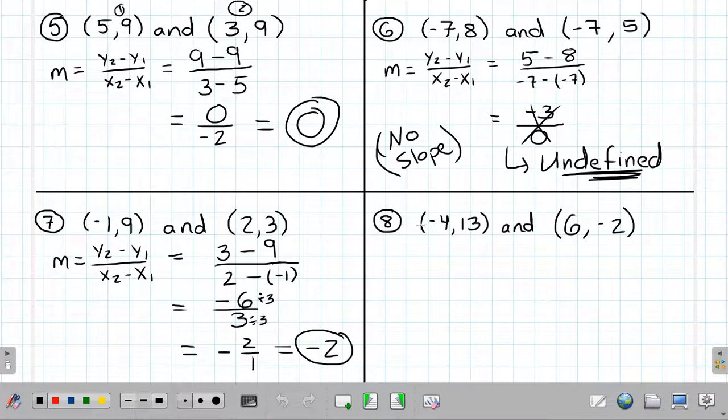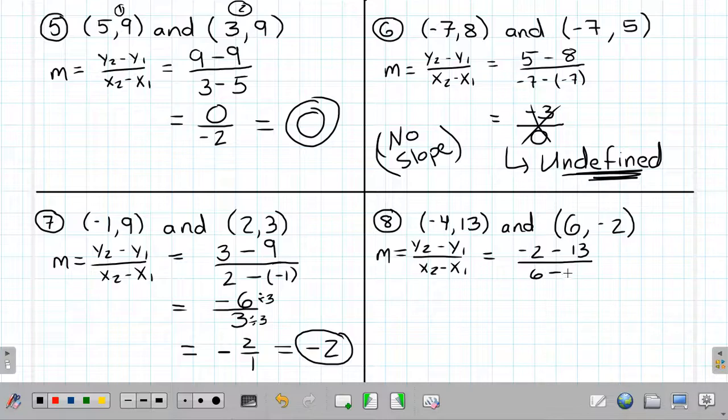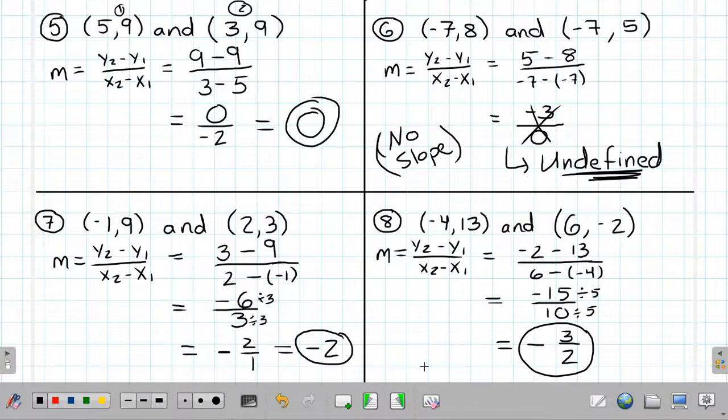Okay. Number 8, m is equal to y2 minus y1 over x2 minus x1. Negative 2 minus 13 over 6 minus negative 4. So here we go. Negative 2 minus 13 is negative 15 over 6 minus negative 4 is 10. Negative over positive, so our final answer here is going to be negative 15 over 10. We can divide both of these by 5. So we get 3 over 2. So the slope here is negative 3 over 2.